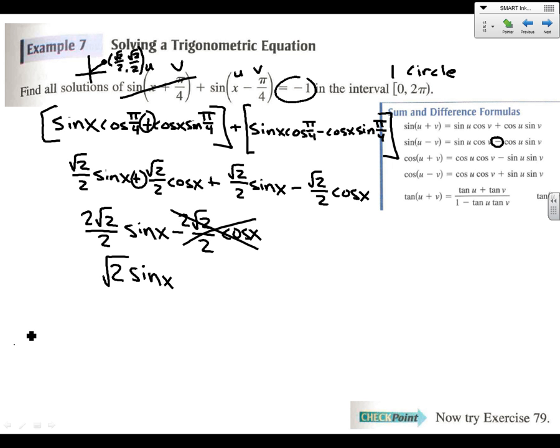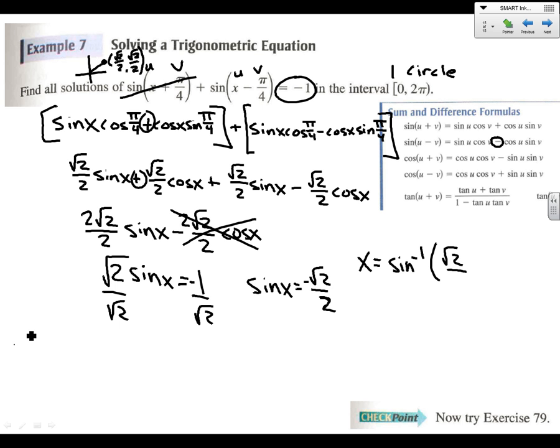And then all the way back here from the beginning equaled 1. So we still had that. Let's divide both sides by root 2. We've got sine x equals 1 over root 2, which is root 2 over 2. And there was a negative in front of this. Okay, so we want to get x by itself. Let's do the inverse. X equals inverse sine of negative root 2 over 2.